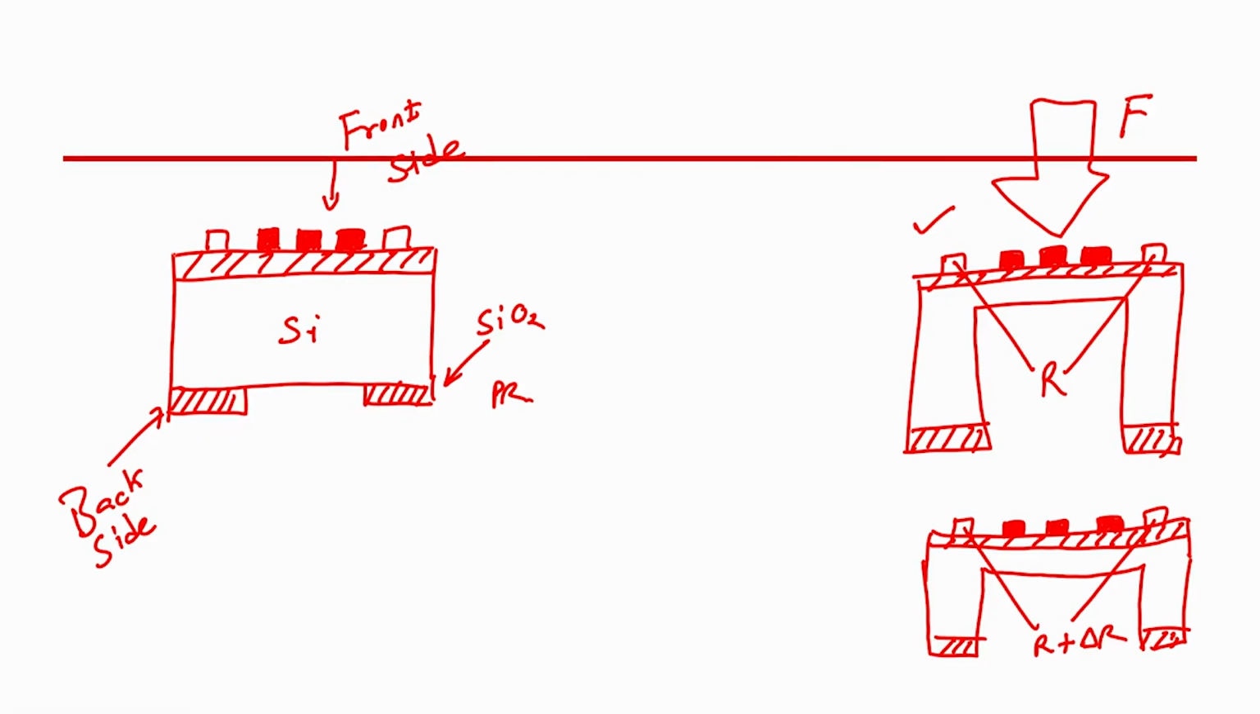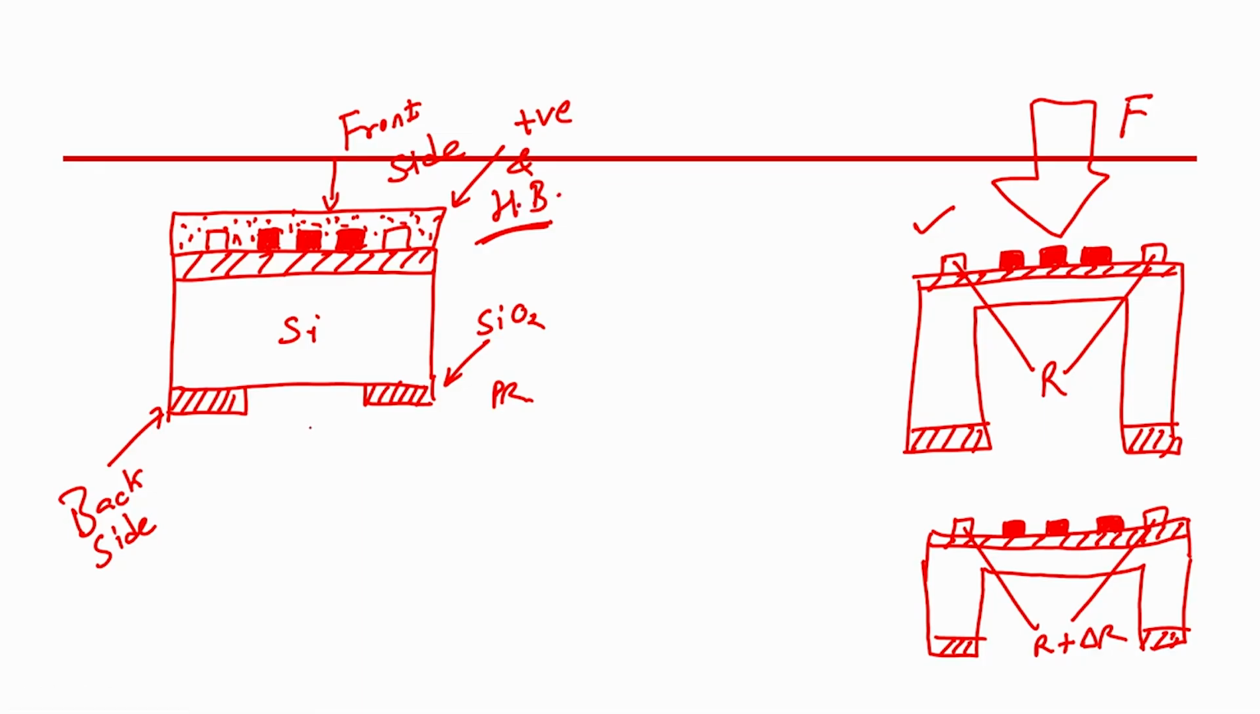Then what I will do is spin coat positive photoresist on the front and hard bake it directly. This will protect my front side. I am spin coating positive photoresist on the front and then hard baking. This will protect my front side.